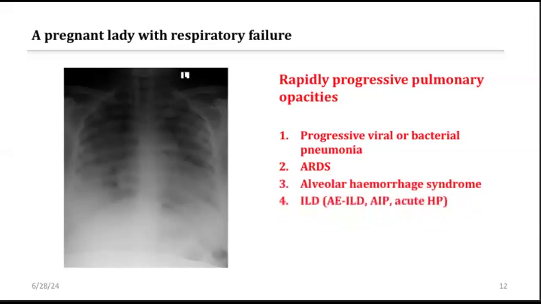and then alveolar hemorrhage syndrome. Or else, rarely, it can be interstitial lung disease, like acute exacerbation of underlying previously undiagnosed interstitial lung disease, or the presentation of acute interstitial lung disease like acute HP or acute interstitial pneumonitis. The patient had not had any hemoptysis, but in the absence of hemoptysis, we can't exclude alveolar hemorrhage syndrome, because bleeding into the alveoli sometimes may not cause hemoptysis. But if the patient has such a bad bleed, the hemoglobin should drop.